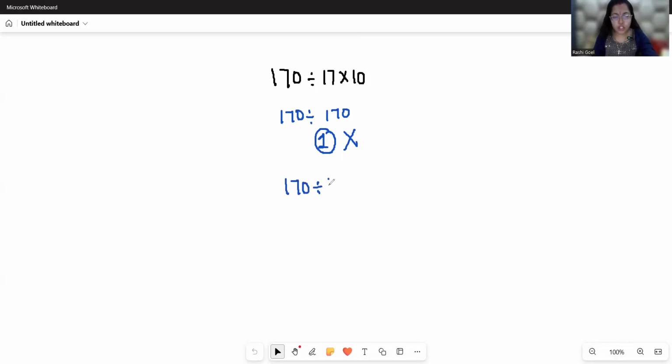So there is a division and multiplication sign, and as per the BODMAS rule, multiplication and division both have the same priority. But there is a convention also that you have to always solve it from left to right. So what is on the left? 170 divided by 17 times 10. You have to write this expression like this. So this gave us 10.